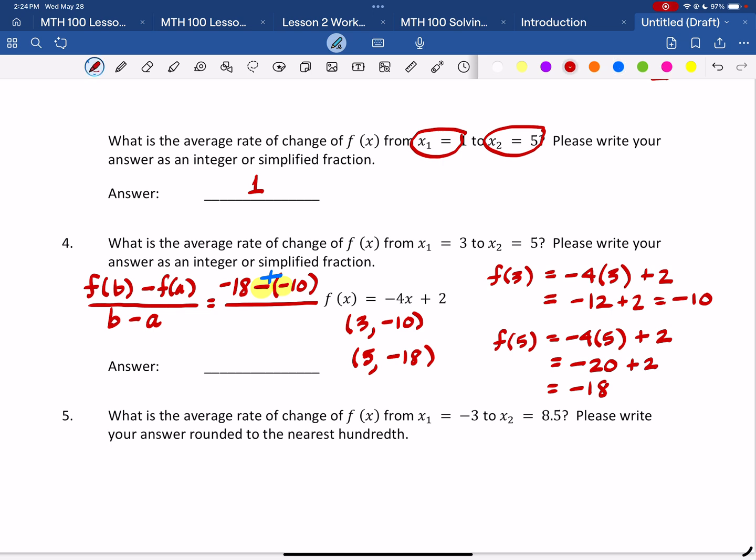Then for my second x minus my first x, my second x is 5, my first x is 3, and so I have negative 18 plus 10, that's negative 8, over 5 minus 3 is 2, so my average rate of change is negative 4.